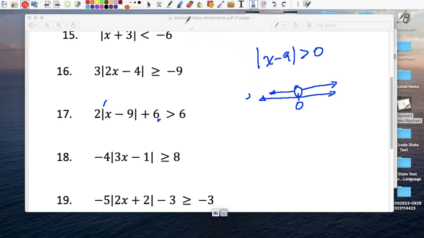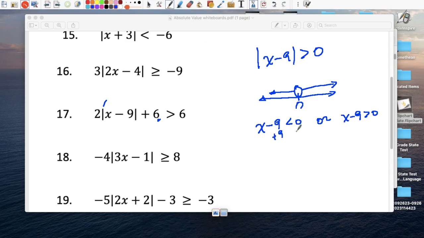So now how does that help us set up the inequality? We're going to say that x minus 9 has to be greater than 0, or x minus 9 has to be less than 0. And that's going to help us find the values of x. So, sorry, I forgot the absolute value. So x minus 9 has to be less than 0, or x minus 9 has to be greater than 0. So let's start solving.